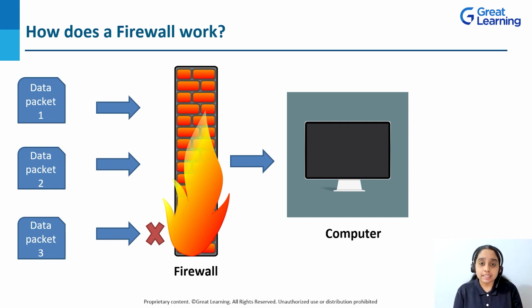For example, in this diagram, there are three data packets. The first and second data packet are genuine, so the firewall accepts these two data packets, whereas the third data packet contains malicious content, so the firewall drops off the third data packet. The firewall not only blocks the malicious content but also safeguards confidential information. Hope you all understood how does a firewall work.